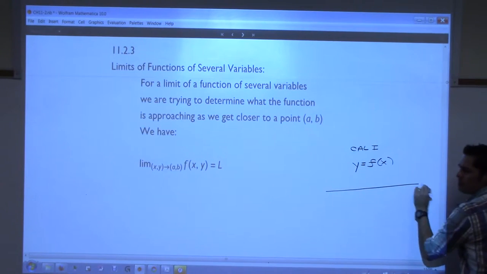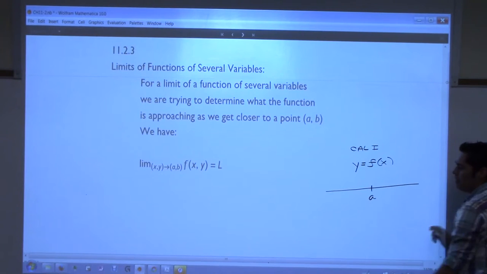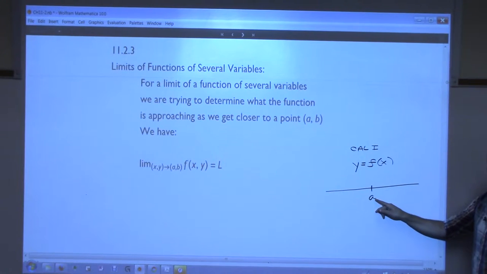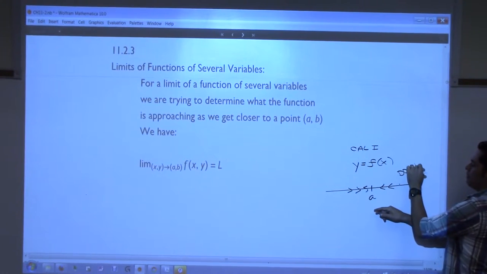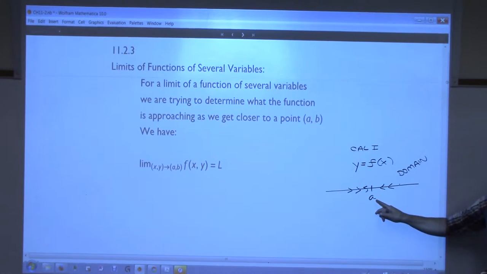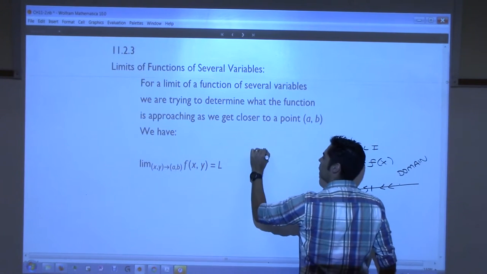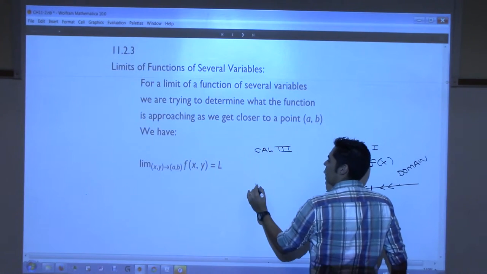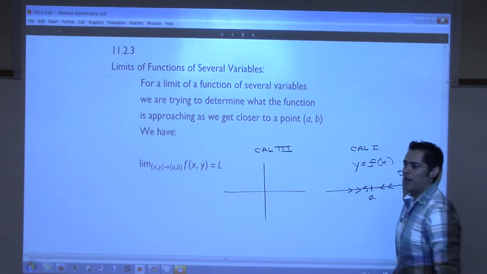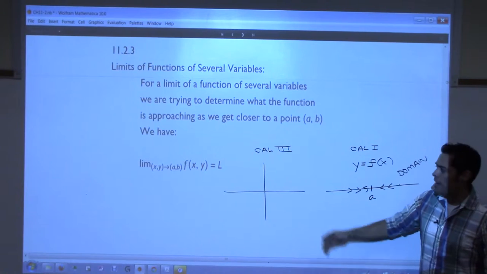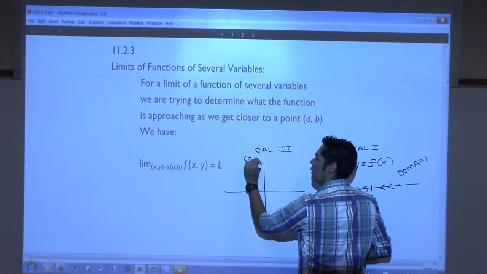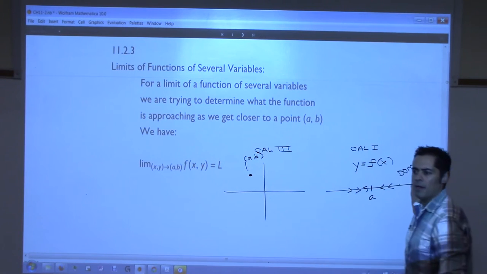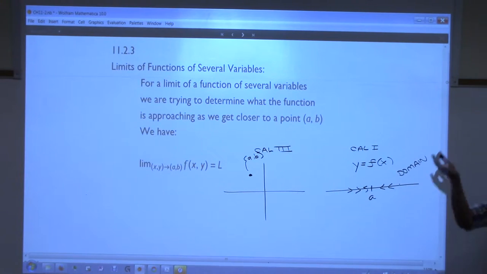And so if I draw you this, and I say, hey, everyone, get closer to A, then you would come in from this side or this side, right? This is the domain. Yeah? That's Cal 1. What we're talking about now, Cal 3, is that this is the domain, right? You're in two-dimensional space. And now approach a point for me. That point right there, I'm going to call it AB. Approach that point and tell me what the function's doing above that.